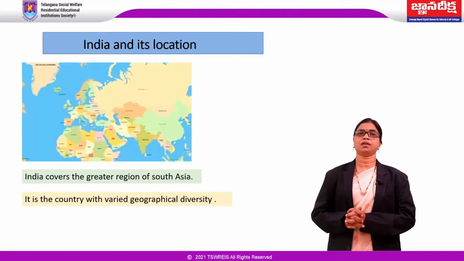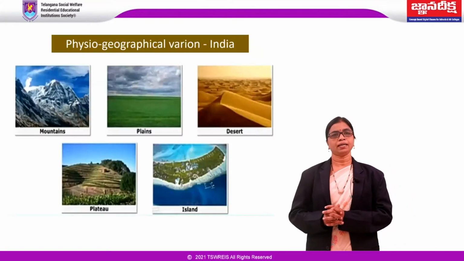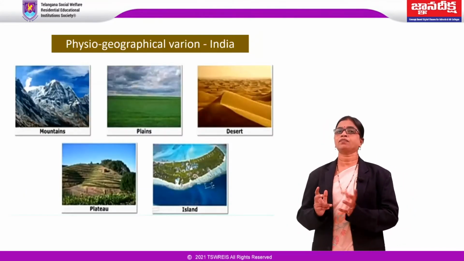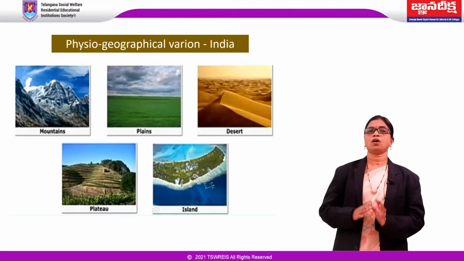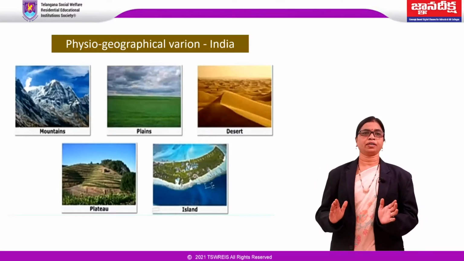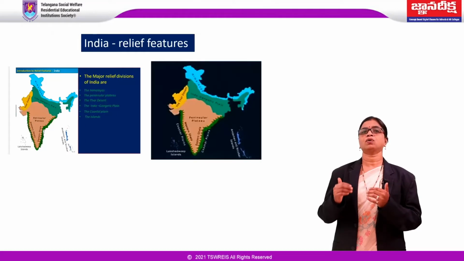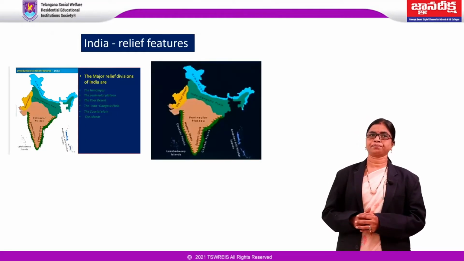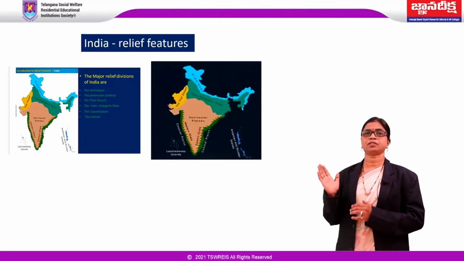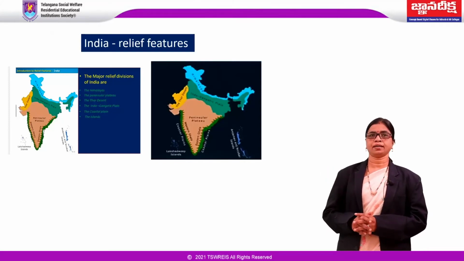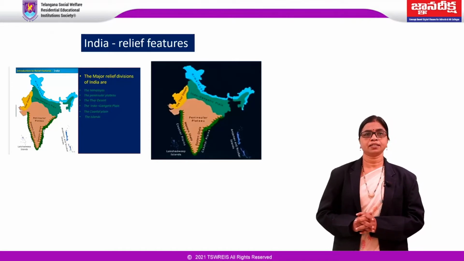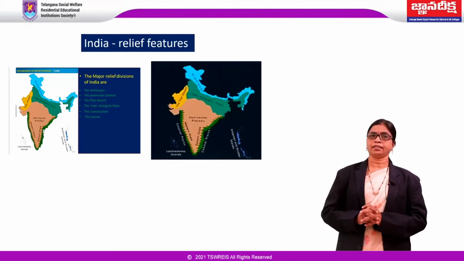India is the country that covers the greater part of South Asia. It is a country with varied diversity. In India, most of the places are located on river valleys, plains, deserts, plateaus, and islands. Its physiographic diversity includes lofty fold mountains, flat plains, and one of the oldest plateaus of the world. The major relief features of India are the Himalayas, the Peninsular Plateau, the Thar Desert, the Indo-Gangetic Plains, the coastal plains, and the islands.